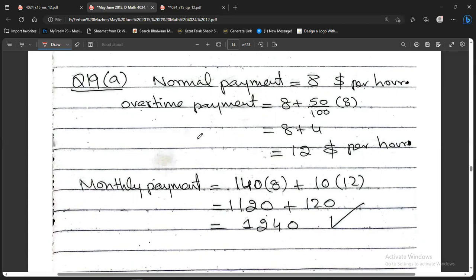Monthly payment will be 140 normal, so it will be 140 into 8 plus 10 hours is overtime, so it will be 10 into 12. That will be 120. 140 into 8, that will be 1120. 1120 plus 120, that will be $1,240. So he will be paid $1,240.